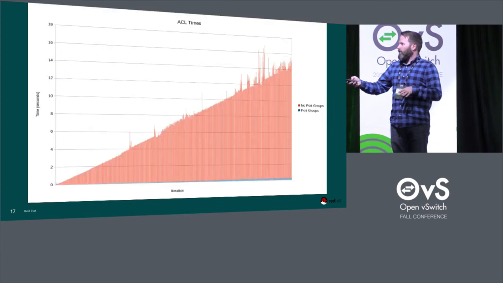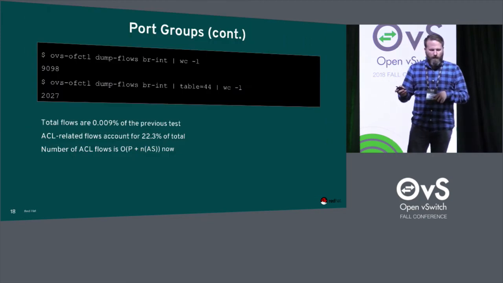So I actually put the two graphs on top of each other for comic effect, and you can see just barely maybe some blue down there from where we used port groups. And this is, of course, the awfulness of using no port groups. And you can see that the number of flows installed went down significantly, to 0.009% of previously.